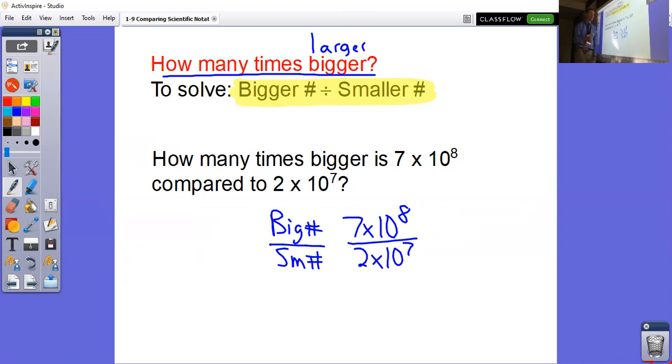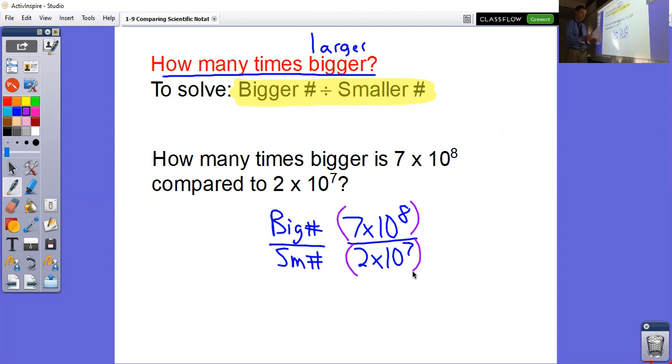Just like we learned the other day, you can do 2 different things. If you follow the rule, you do number divided by number in front of the times 10 and subtract your exponents, or you could just type it right directly into the calculator. Be very careful if you type it into the calculator for dividing questions. You need parentheses around the entire scientific notation. So you do parentheses, 7 times 10 to the 8th, close your parentheses, divided by parentheses, 2 times 10 to the 7th, close your parentheses, and then hit equals.